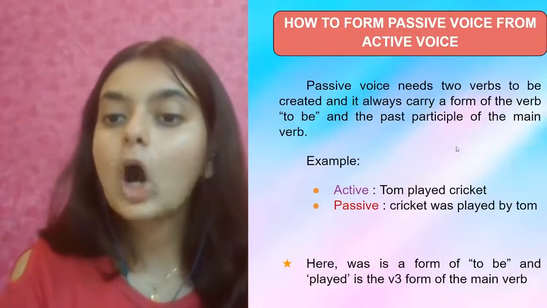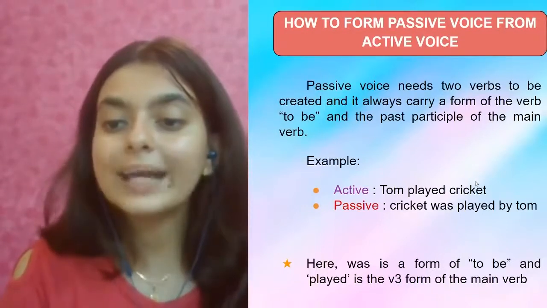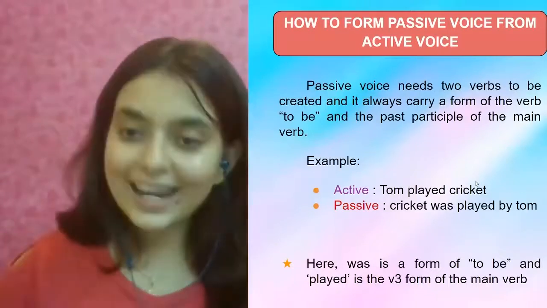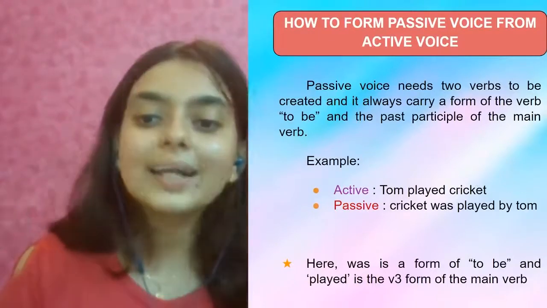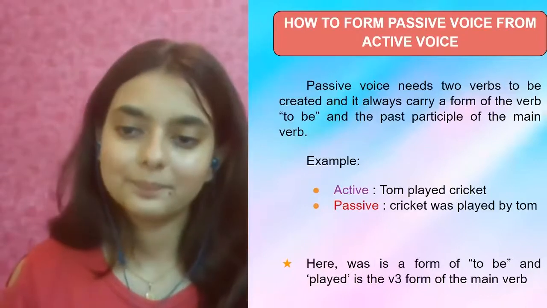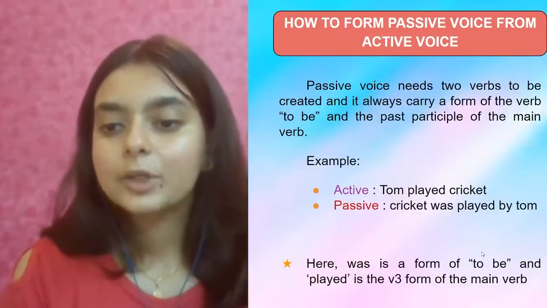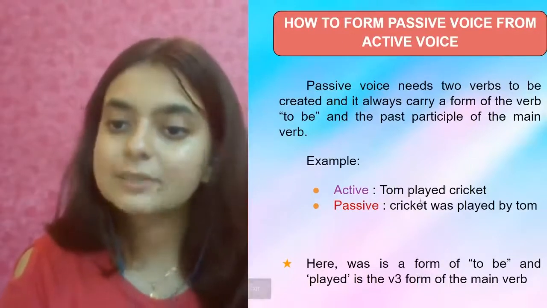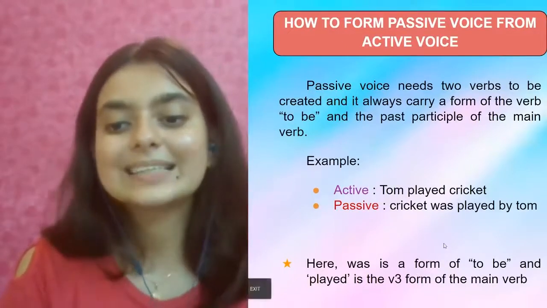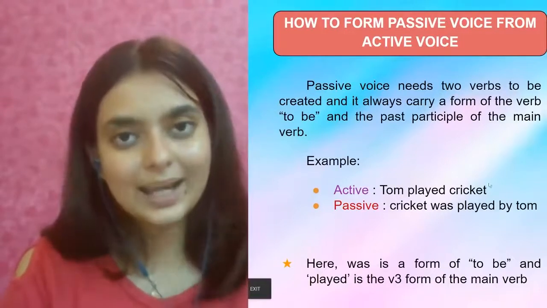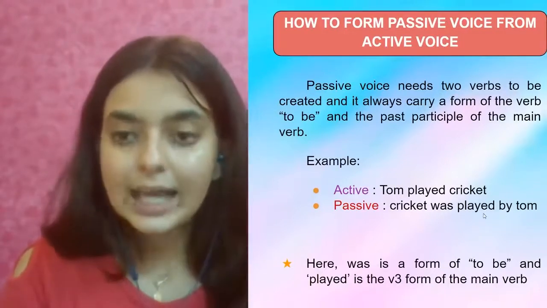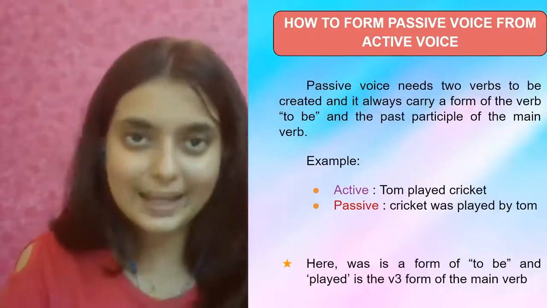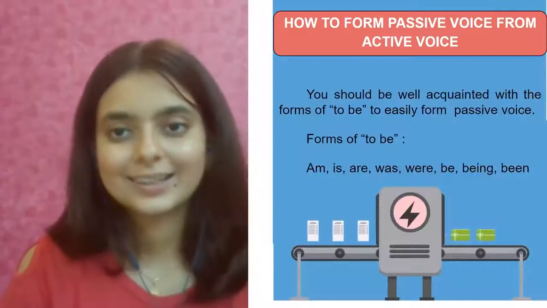For example, Tom played cricket. So what you need to do is, you need to bring cricket in the front and Tom at the end. Okay, so cricket was played by Tom. Okay, so you have here was is a form of to be, right? Was is a form of to be, and played is the V3. Okay, V3. So play, played, played. So V2 and V3 both are same in case of play. I hope you know that.